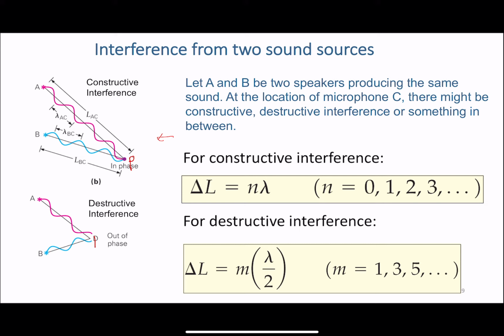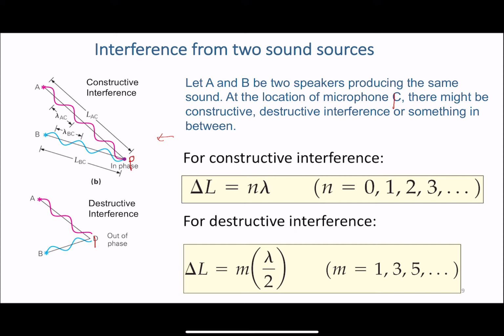Alright, so let us consider interference from two sound sources. Let A and B be two speakers which are producing exactly the same sound. That would mean that they're connected to the same sound system, same iPhone or same microphone or whatever. So they're producing exactly the same sound signal, or in other words, the signals produced by A and B are exactly in sync. And we have a microphone at location P.